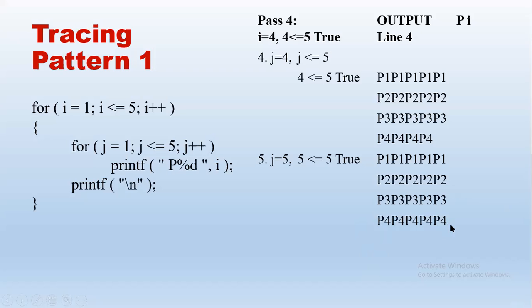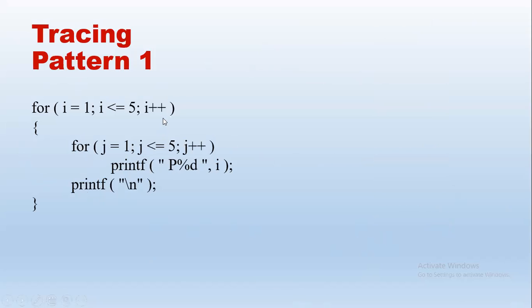Now line 4 is completed, right? So j becomes 6. When j is 6, condition is false. Control exits from the inner for loop and there is a slash n. So next the cursor comes to the fifth line. Cursor is waiting at the fifth line. Now j has to stop. Then i will increment. So i is 4. Now it becomes 5. So that is pass 5 for us.